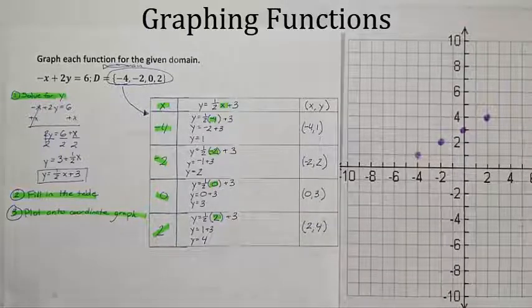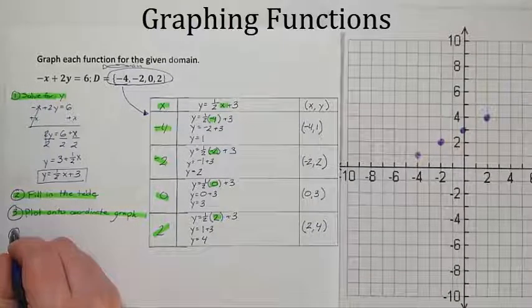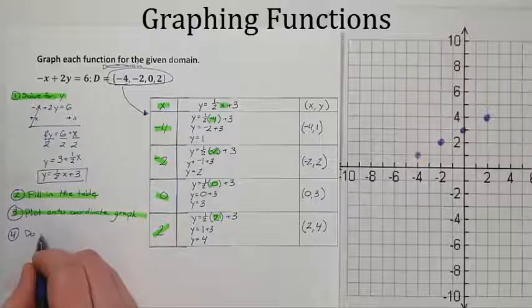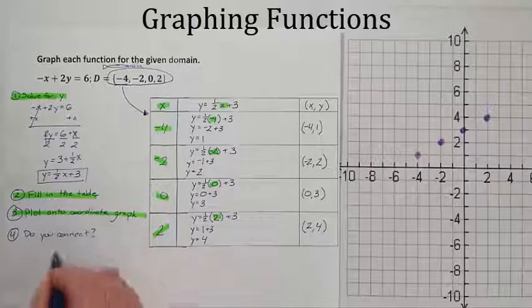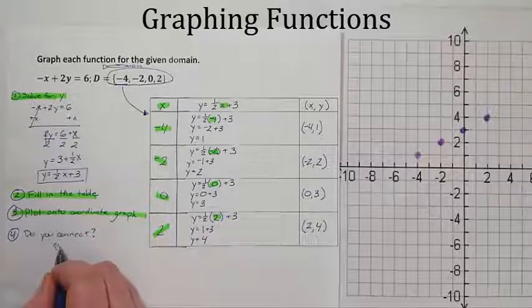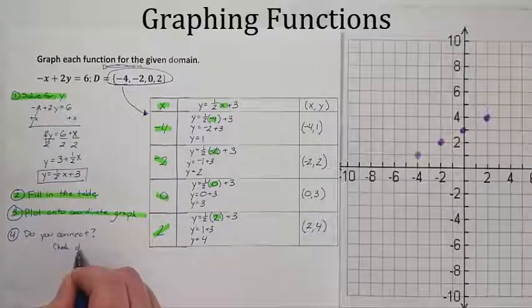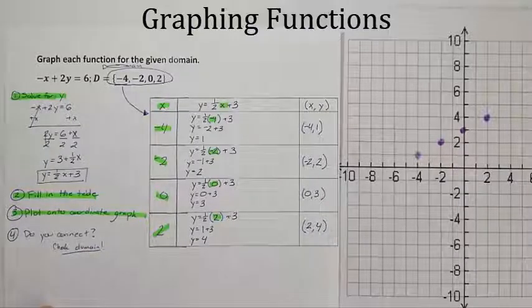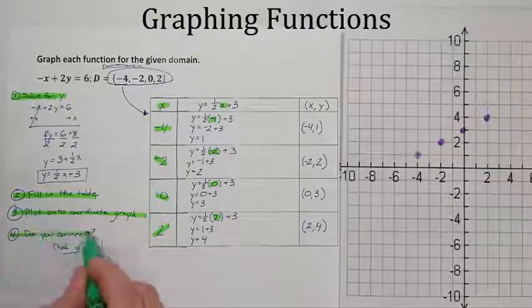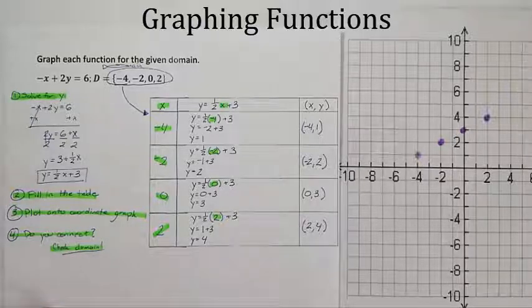Now step 4, you need to be very careful. Step 4 is you asking yourself, do you need to connect the points? And to do that, you need to check your domain. The domain tells us when we connect and when we don't connect. So do we connect? I'm not quite sure. We need to check our domain.